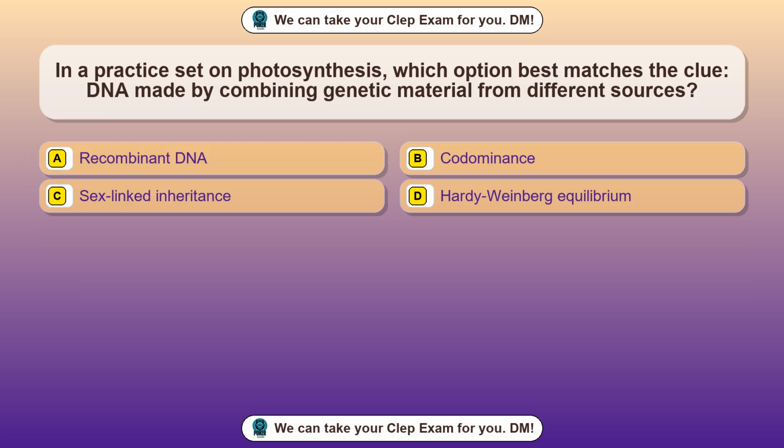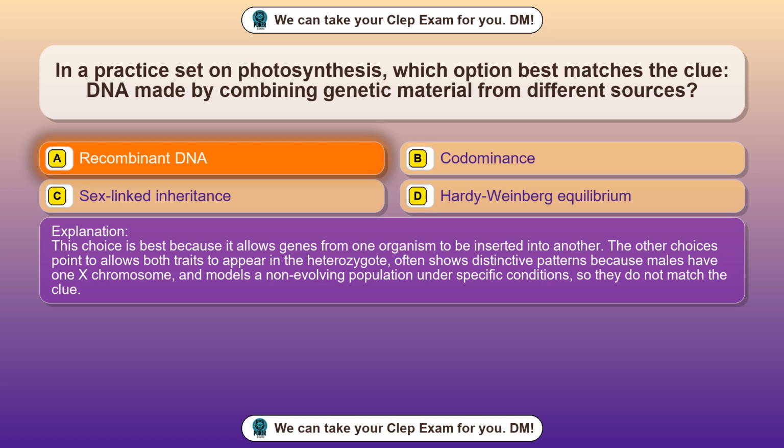Question 88. In a practice set on photosynthesis, which option best matches the clue DNA made by combining genetic material from different sources? Option A, recombinant DNA. Option B, codominance. Option C, sex-linked inheritance. Option D, Hardy-Weinberg equilibrium. The correct answer is option A, recombinant DNA.